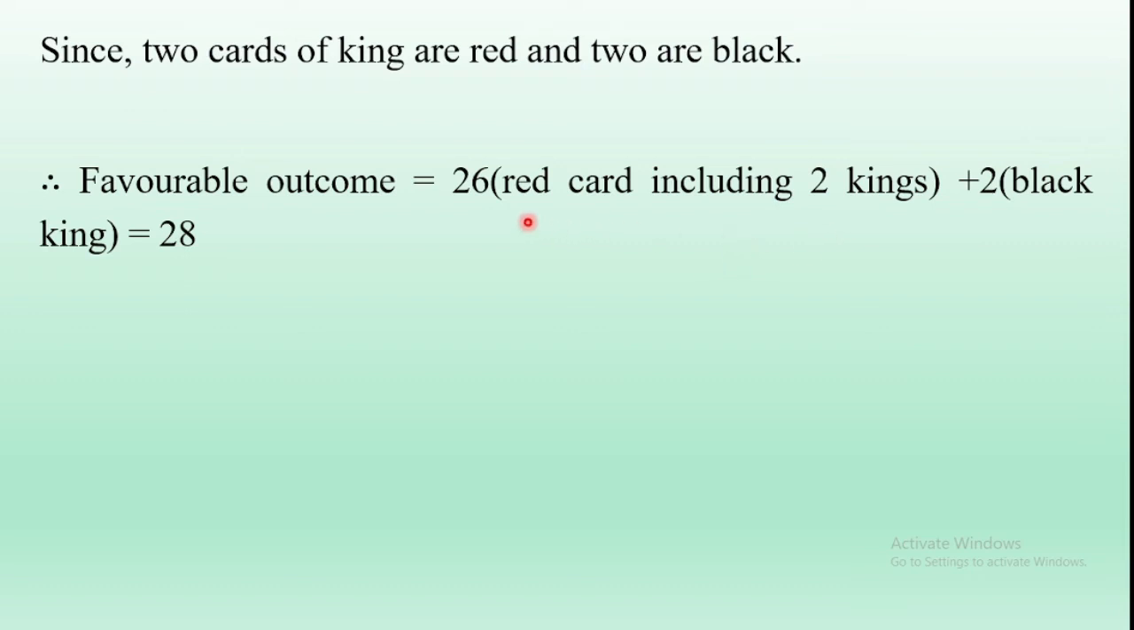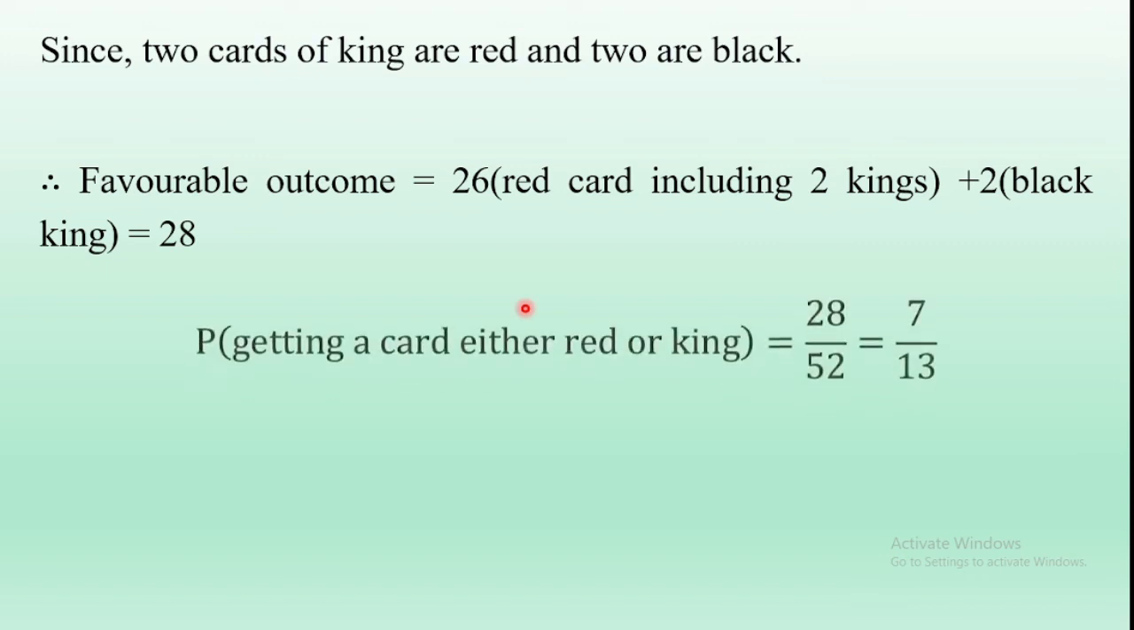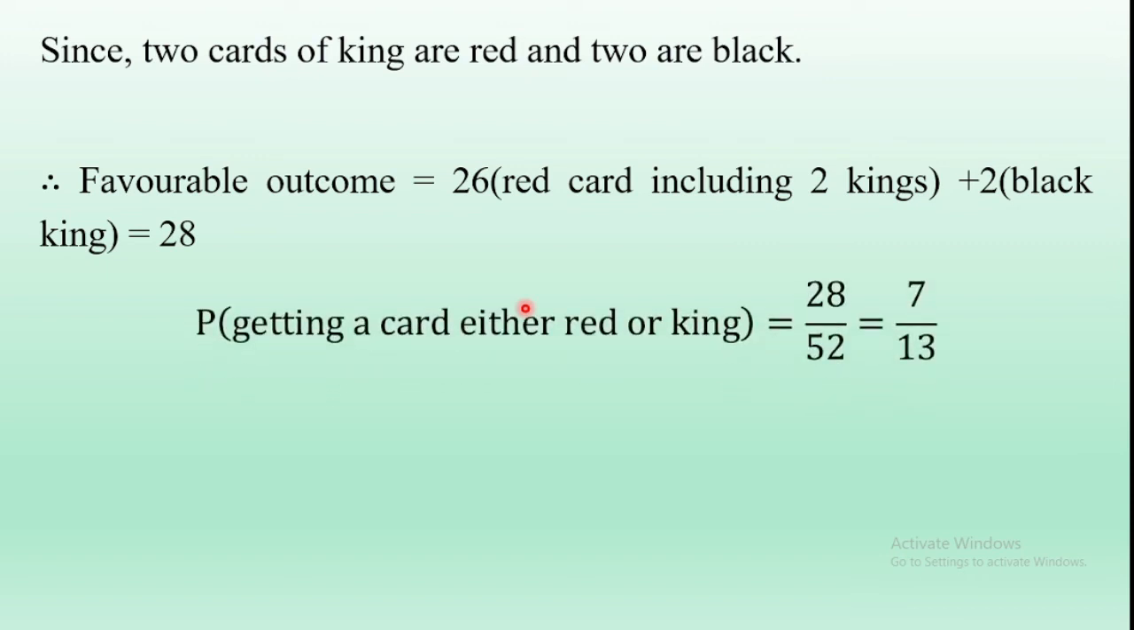Okay, 26 cards plus two black king cards. So therefore, the favorable outcomes are 26 plus 2 equal to 28. Therefore, the probability of getting a card that is either a red card or a king card is favorable outcomes divided by total outcomes of the experiment. That is 28 by 52, which is equal to 7 by 13.